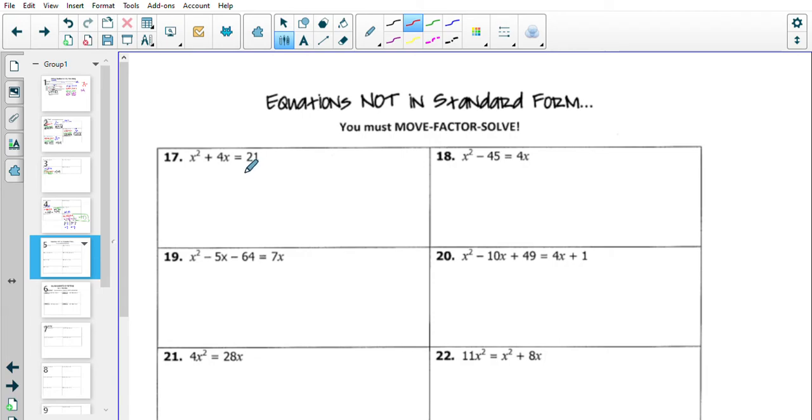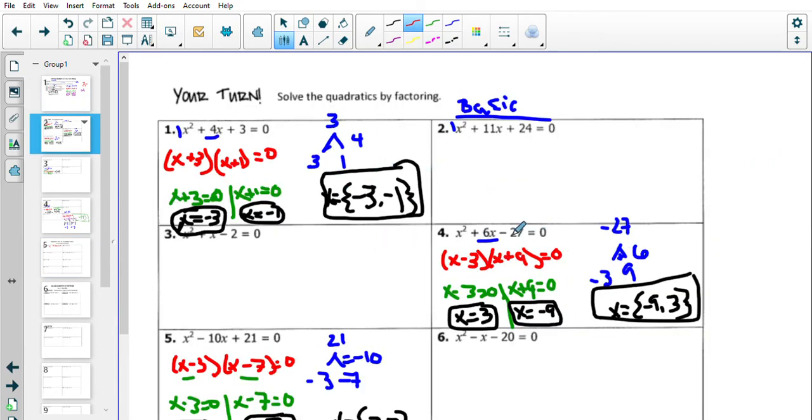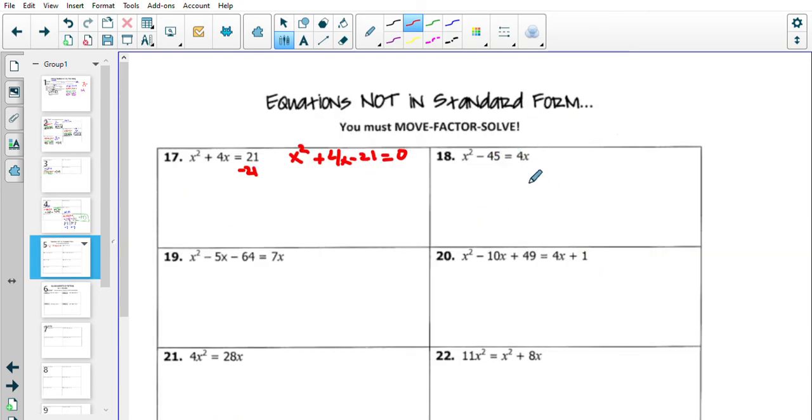You do the opposite. So if I subtract a 21, and I know that looks like a 4, but it's not, it's a 21, that gives me x squared plus 4x, but now I have a minus 21, and now I'm set equal to 0. Now it's in the type of equation that we had over here, right? Same type of equation here. Now, I'm going to set these ones up first, because I know I need to set them up before I go through and do a couple of them with factoring.